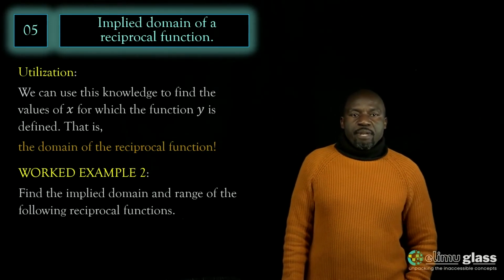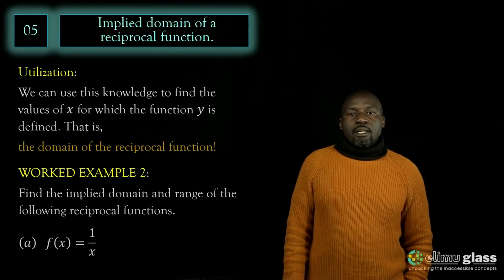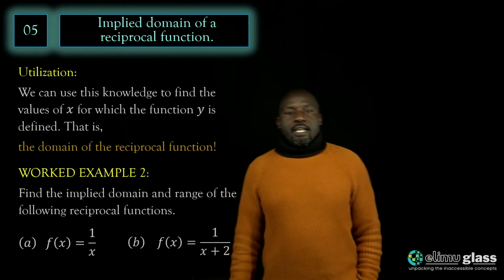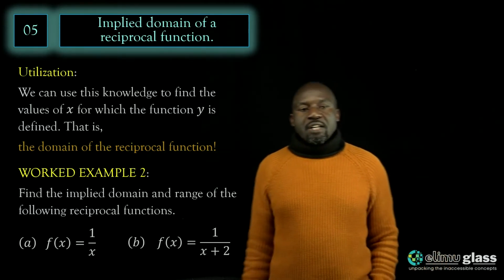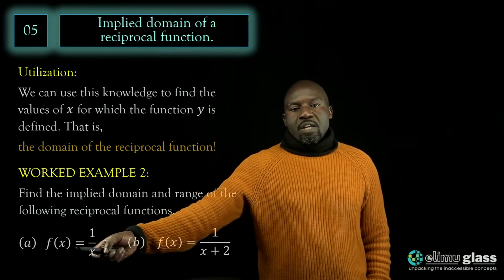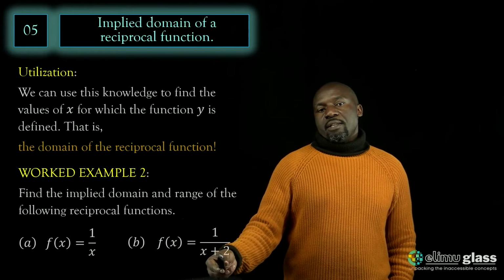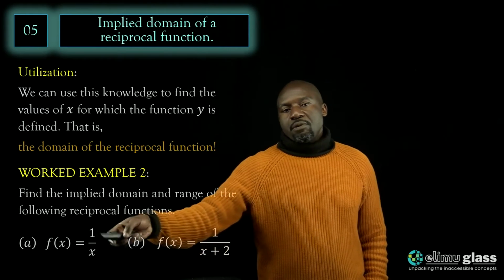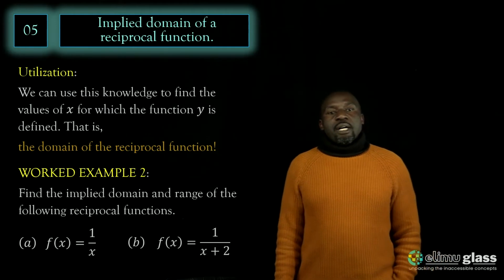Find the implied domain and range of the following reciprocal functions. Here is one. What is the domain and therefore range of this reciprocal function? A second one is going to be that. What's the domain and range of this reciprocal function? If you remember your transformation, for those who've done transformation, if we want to map this onto this, which transformation maps this function here onto this? Well, this is simply a translation. The graph moves that way 2 steps. But first of all, we need to know how this graph looks before we move it 2 steps in that direction. So this is A and B.